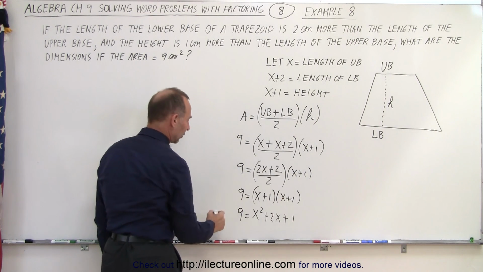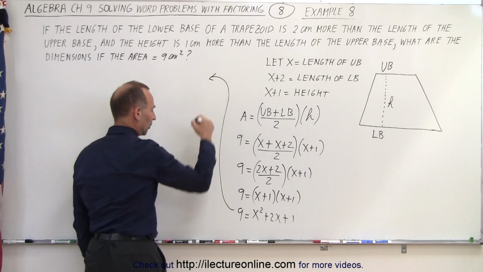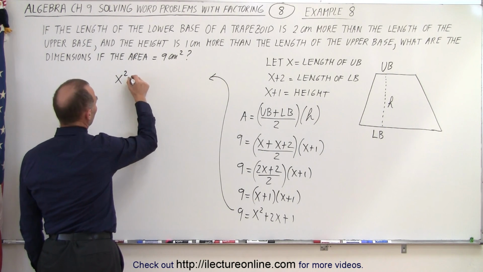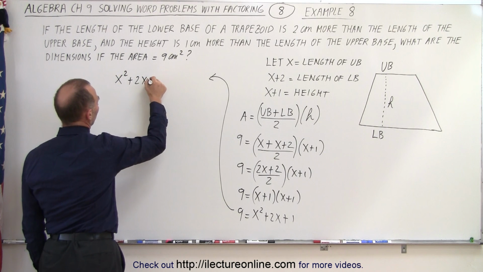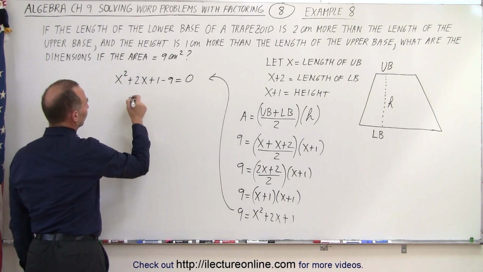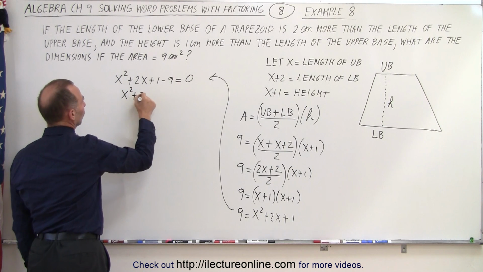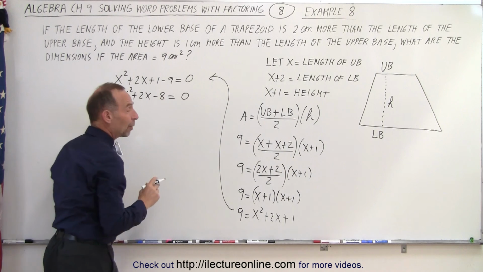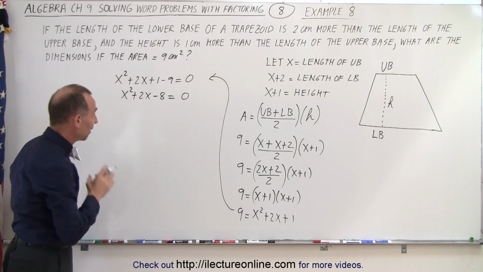And then we bring the 9 across. Let's do that over here. We bring the 9 across. We get x squared plus 2x plus 1 minus 9 equals 0. And if we combine those, we get x squared plus 2x minus 8 equals 0. Now we have a quadratic equation that we can solve by factoring.